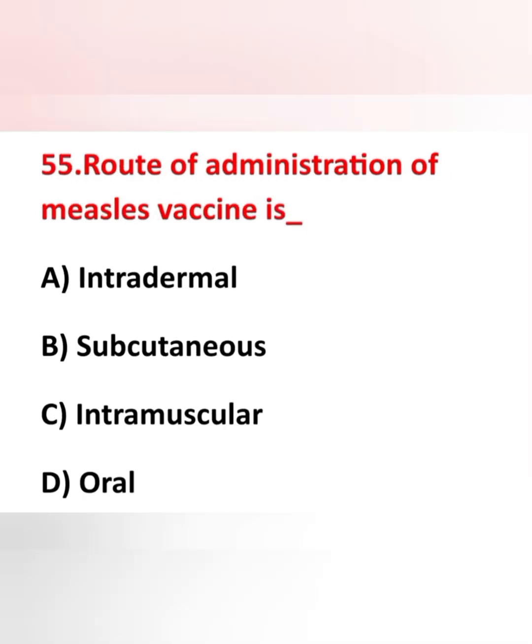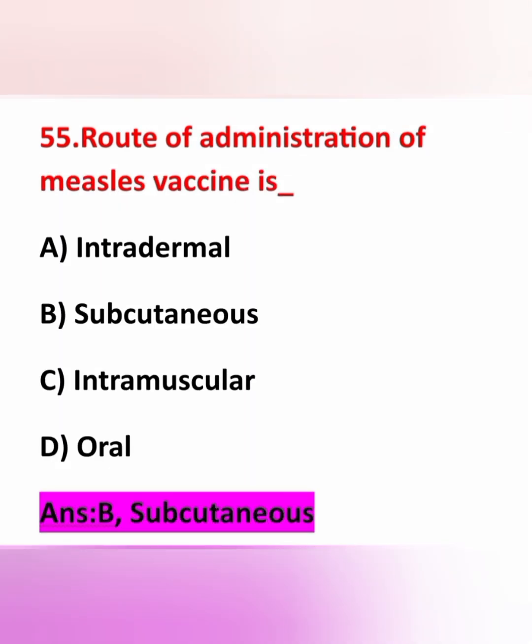Question number 55. Route of administration of measles vaccine is option A intradermal, option B subcutaneous, option C intramuscular, option D oral. Your question is the route for measles vaccine. The correct answer is option B, subcutaneous route. The measles vaccine 0.5 ml is given through subcutaneous route at 9 months of age. Immunity develops 11 to 12 days after vaccination.